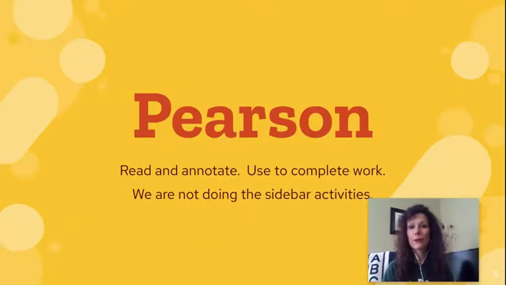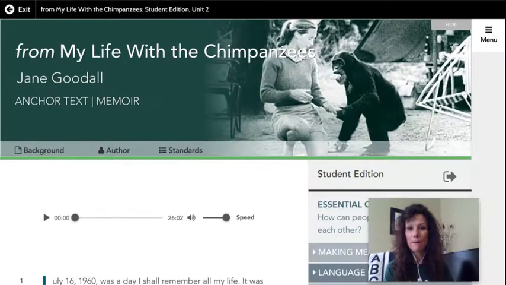Now, we are working with Pearson. This is where we're getting our texts that we're reading every time. Mostly, we are reading on Pearson and we are annotating. We're following the close reading strategies and we are highlighting and annotating. We're using it to complete our work, but we are not doing those sidebar activities. Let me show you what I mean.